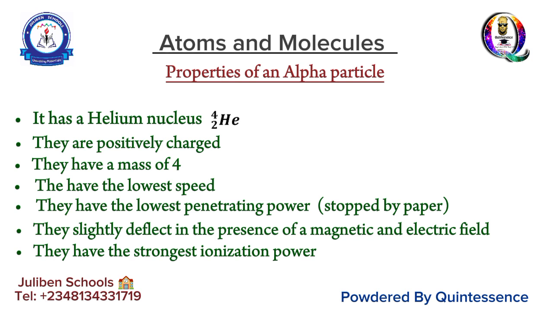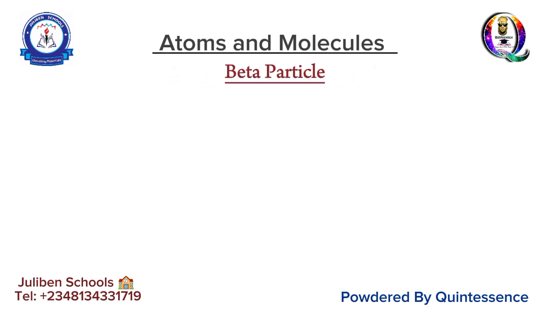Now, this is very important. They have the highest ionization power. Ionization power is dependent on the mass of the substance. So the alpha particle happens to be the heaviest of all three particles, hence has the highest ionization potential. And then also, it has the ability to act as a charge carrier in semiconductors. That's alpha particles. So that takes us to beta particles.